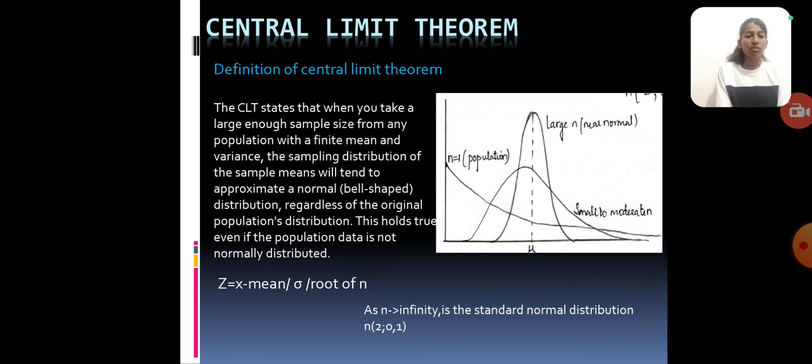Here I mention one formula which is used in the central limit theorem, that is z is equal to x minus mean divided by rho, which we call the standard deviation, also indicated with rho, and root of n. Here n tells us about the number of populations.